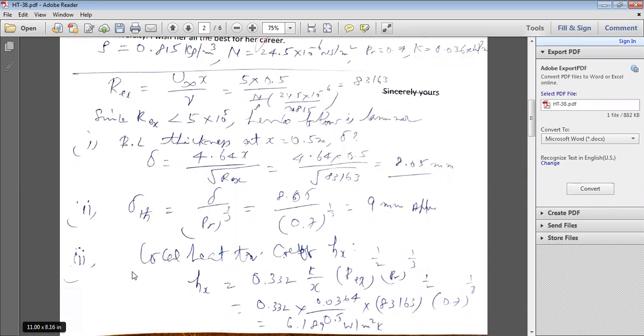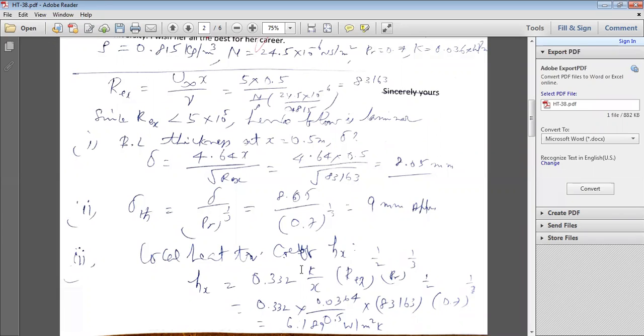Next, the third bit, local heat transfer coefficient. What is local heat transfer coefficient? How do you denote local heat transfer coefficient? Hx. So how do you calculate local heat transfer coefficient for a flat plate? Hx is equal to, as we already derived, 0.332 into k by x into Rex to the power 1 by 2 into Prandtl number to the power 1 by 3. That is equal to 0.332 into.